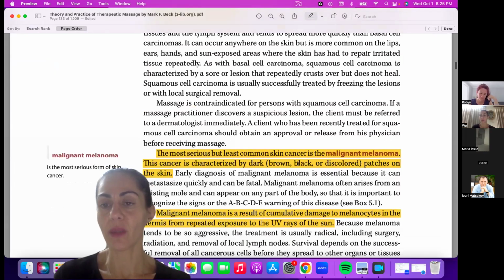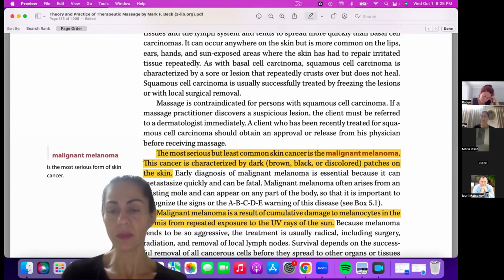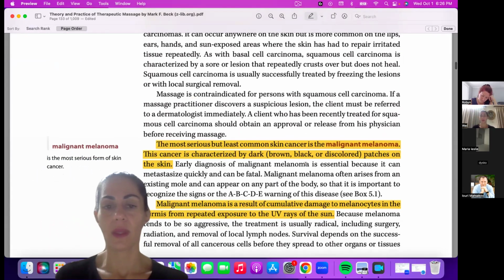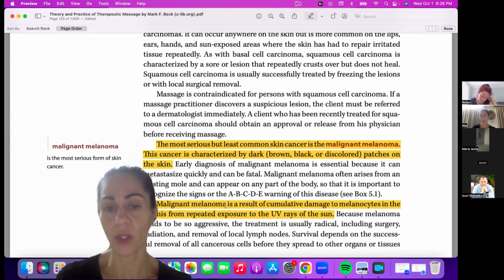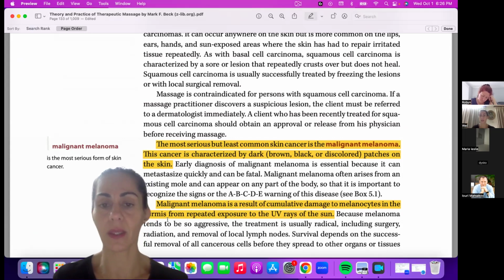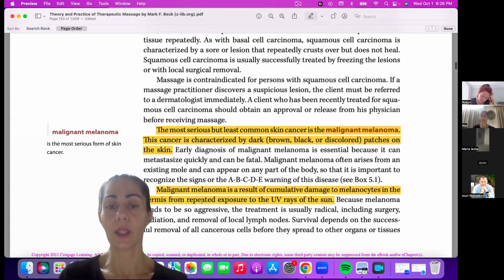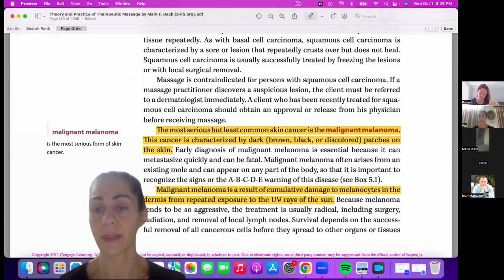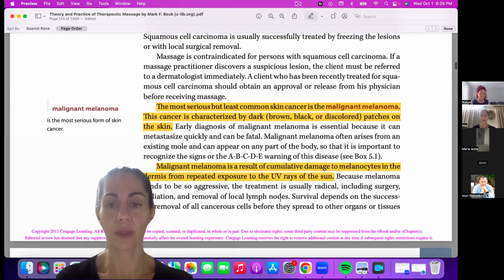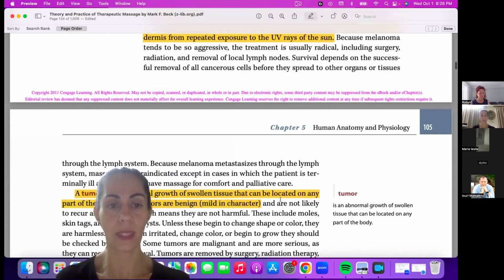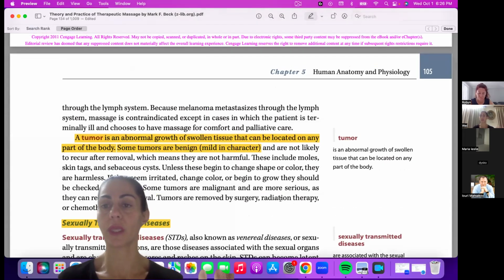It's going to be dark, black, darker in color, and appears as patches on the skin. It's the result of damage to the layer where the melanocytes are produced, the last layer in the dermis, from repeated sun exposure, UV lights, tanning beds, or excessive sun and UV rays. What is left? A tumor. A tumor is an abnormal growth of tissue that can be located in any part of the body, and can be benign or malignant.